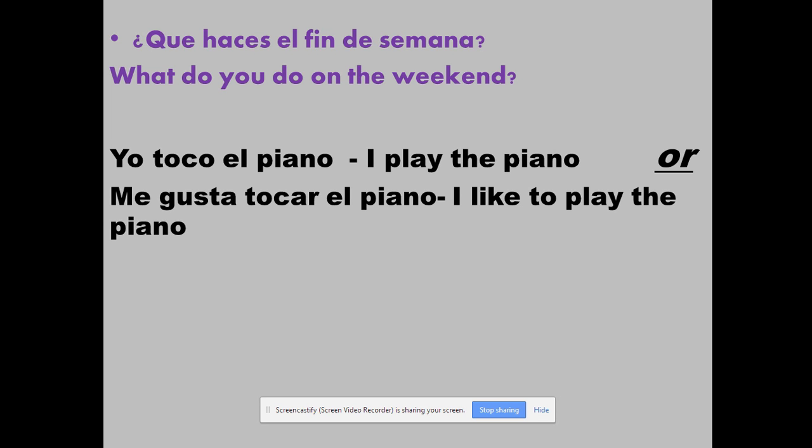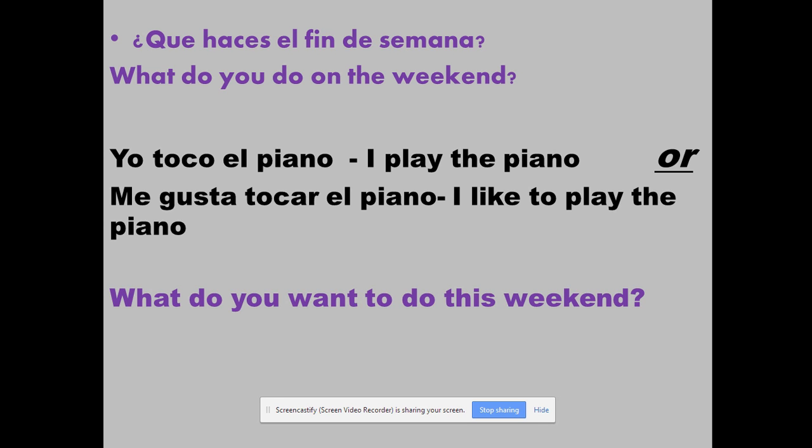So now that we've learned what querer is, we're going to switch it from what do you do on the weekends to what do you want to do this weekend. Okay, so go ahead and write that down. What do you want to do this weekend? Well, obviously that's going to change from what we see up here. What do you do versus what do you want to do? And remember, we just learned what want is.